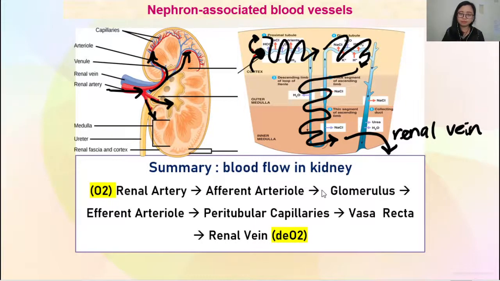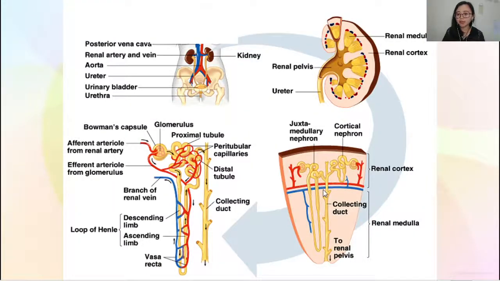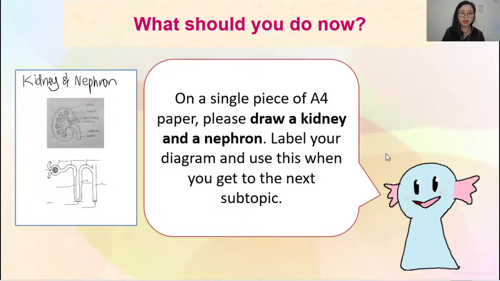Okay, so that's pretty much it. In this video, we already went through what is a kidney. We talked about the nephron, which is the functional unit of the kidney. And we also talked about the blood vessels that are associated with the nephrons. Okay, what should you do now? Now, you should take out a piece of paper. On a single piece of A4 paper, please draw a kidney and a nephron. Label your diagram and use this when we get to the next subtopic.